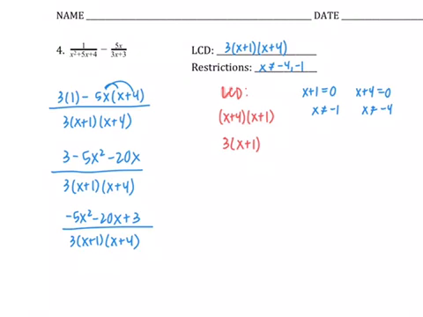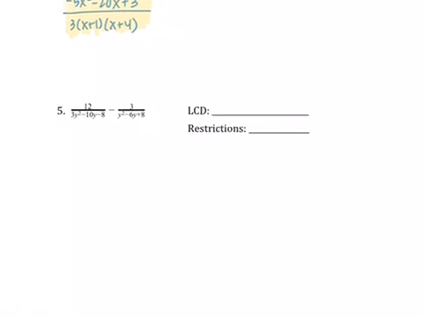So, easy peasy, nothing too crazy there. The main thing is that you remember how to factor the denominator. And then let's take a look at this last one, number 5.